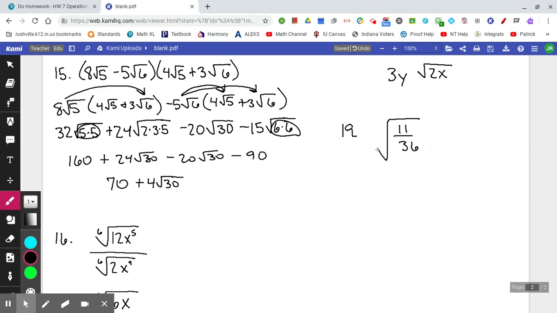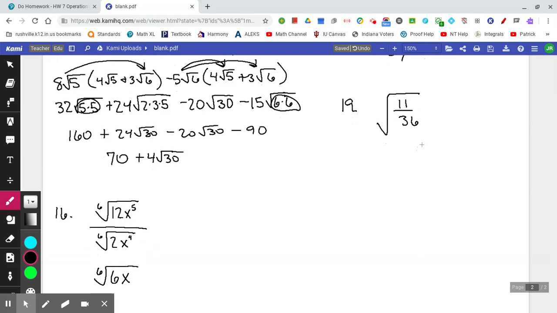Okay, question number 19. I have the square root of 11 over 36. So 11 over 36, I can't do anything with that fraction, but since I'm taking the square root of this, I can think of this differently. I can take the square root of the numerator over the square root of the denominator. Because it's the same index, I'm able to write these equivalent expressions right here.